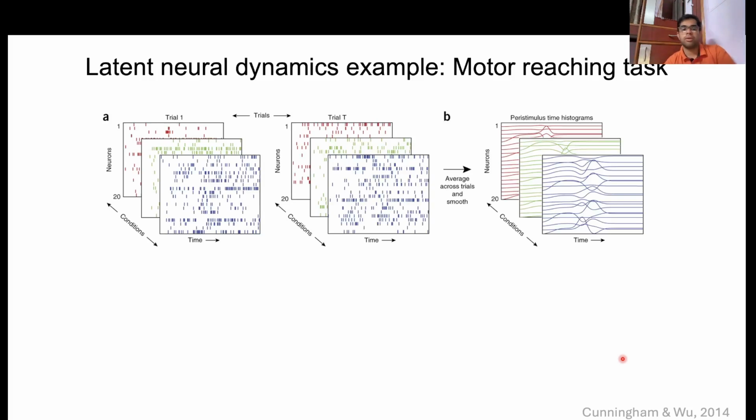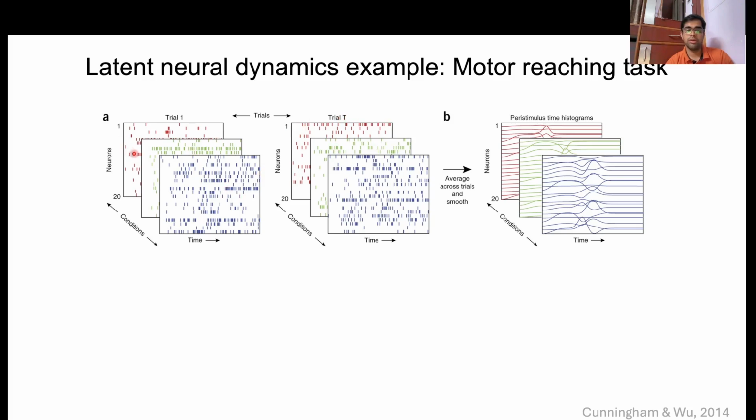So let's get into one example here. In general, for any task that a participant or animal performs, you have multiple trials. Let's focus on this figure A here. So these are multiple trials and multiple conditions on the axis coming outward of the plane. You see this is the conditions axis. You have multiple trials, trial 1, trial 2, and so on, trial T.